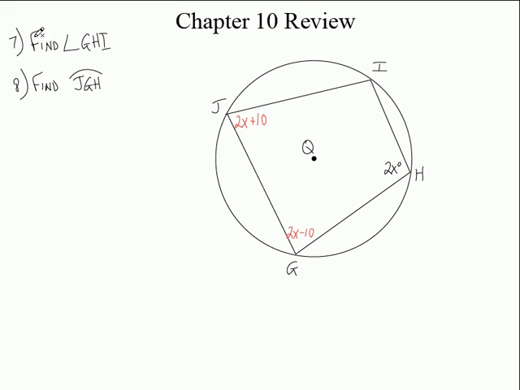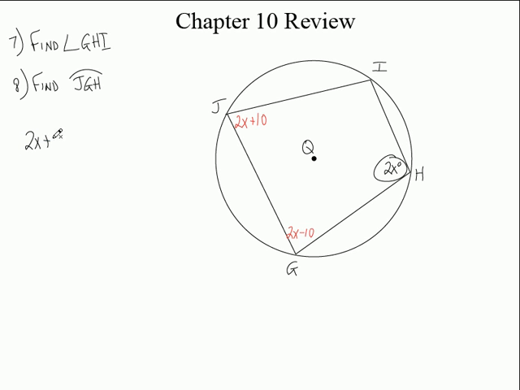Alright, let's take a look at this one. This is 7 and 8. Here's the information that's given to you. It's an inscribed quadrilateral, and I wrote in the angles that they told us. And it says find angle GHI. So it's this one right here that we're trying to solve for. So what we need to do is solve for X. In inscribed quadrilaterals, the angles that are opposite each other are supplementary.